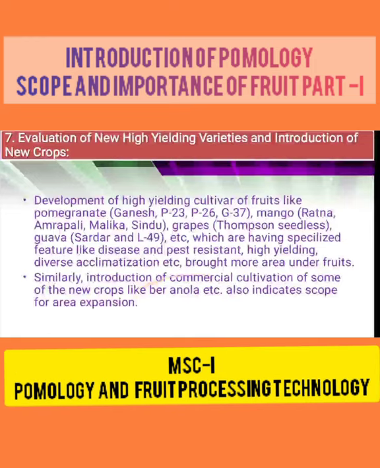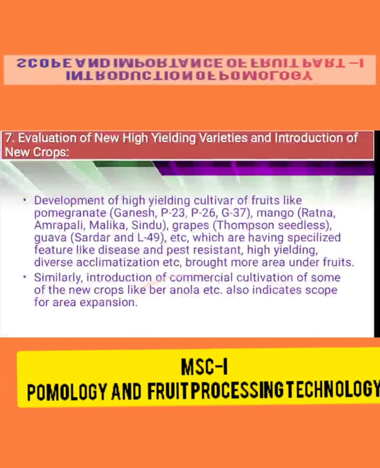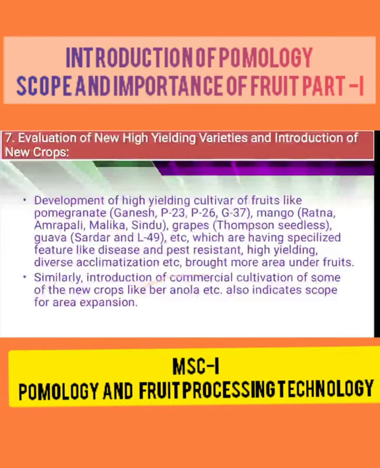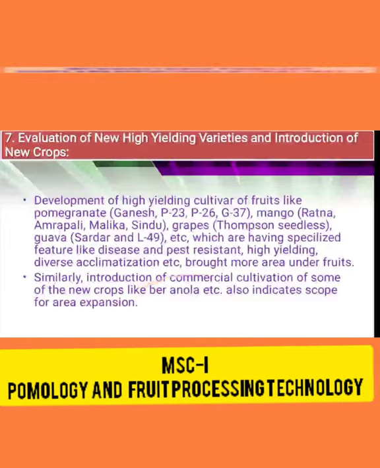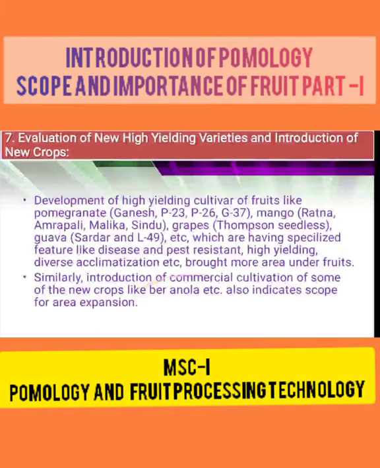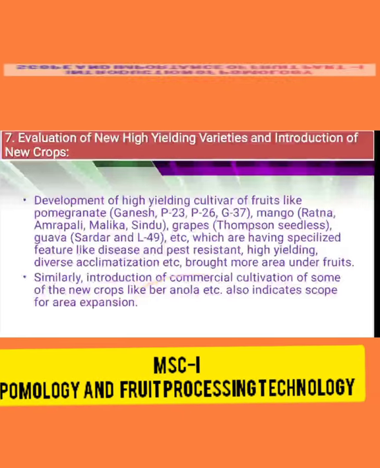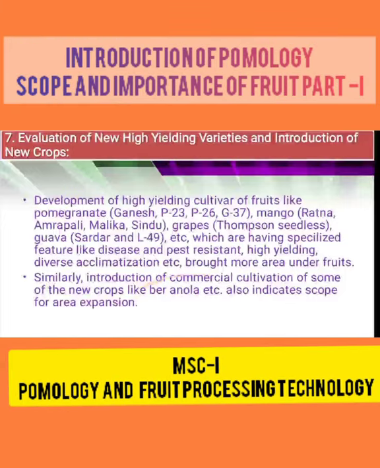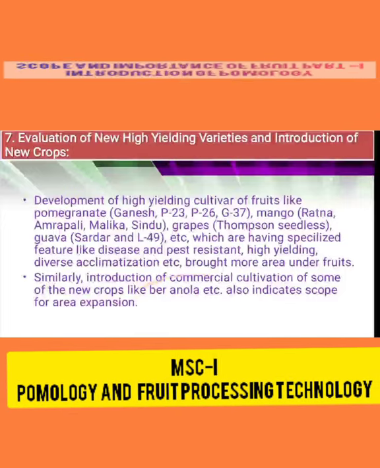Grapes have Thompson Seedless. Previously grapes were cultivated in which a large amount of seed was found, but a new variety is produced, that is Thompson Seedless. In such grapes the seed is totally absent. Then guava, Sardar and L49.